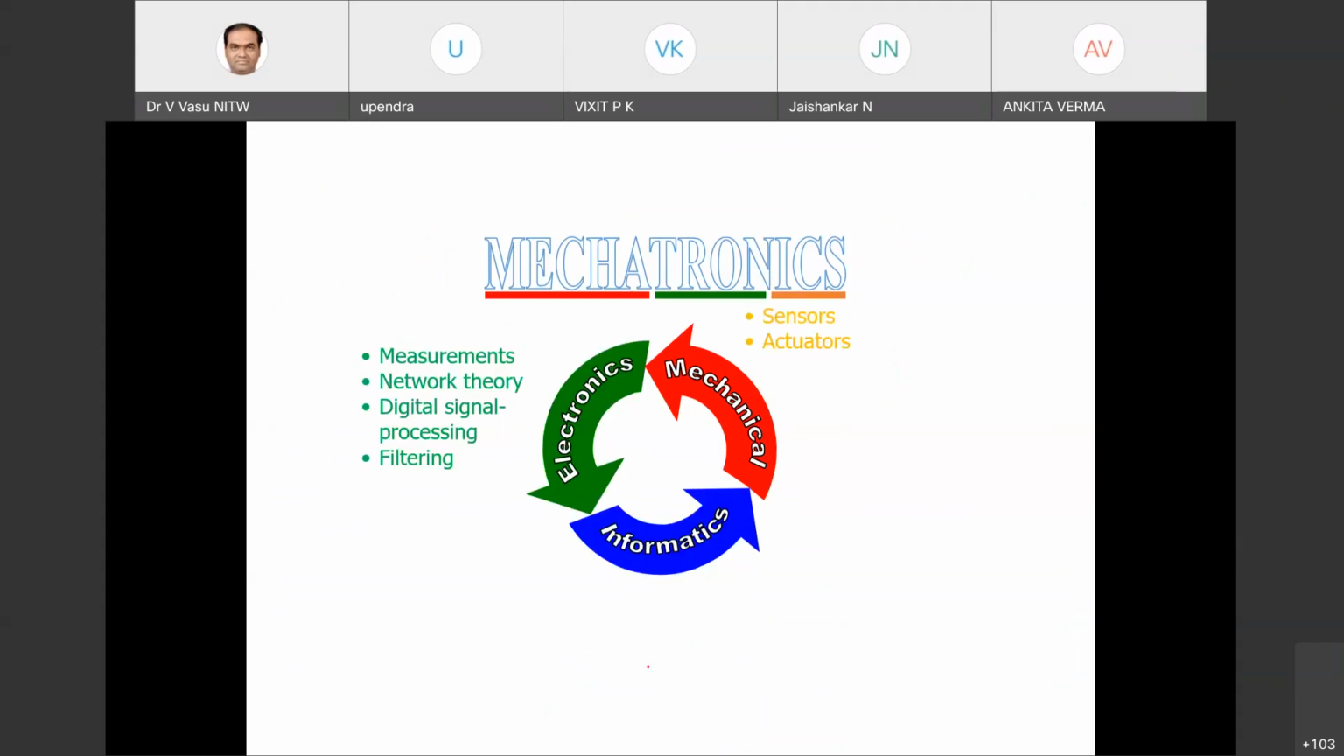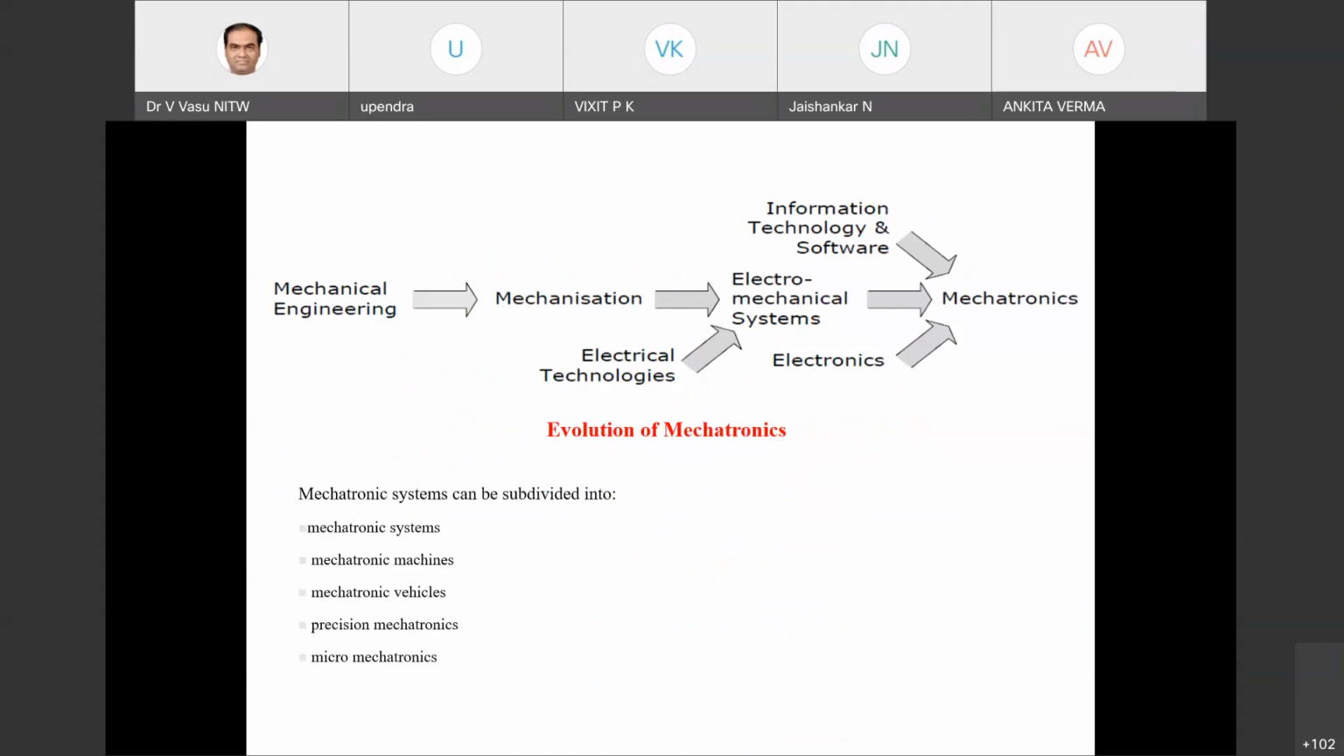Okay, so coming to sensors and actuators, these mainly come under the mechanical point of view, and the signal conditioning comes under the electronics point of view, and the digital real-time control comes under the informatics.